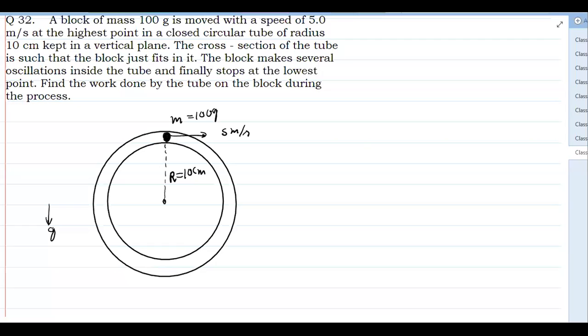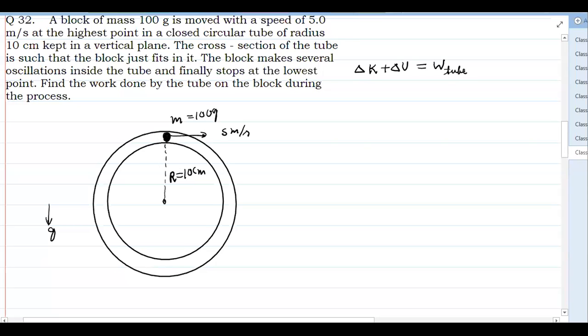So what we are going to do is we will see work done by tube. The tube will do the work with the help of friction. The tube is going to work on the object with the help of friction. So as the object moves, there will be some friction acting from the surface. So we can write delta K plus delta U equal to work done by the tube or friction, whatever.